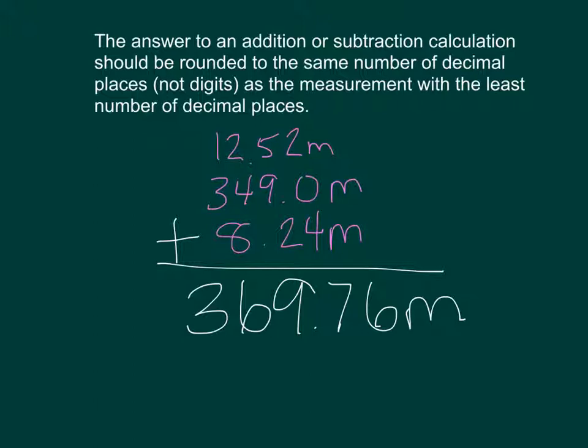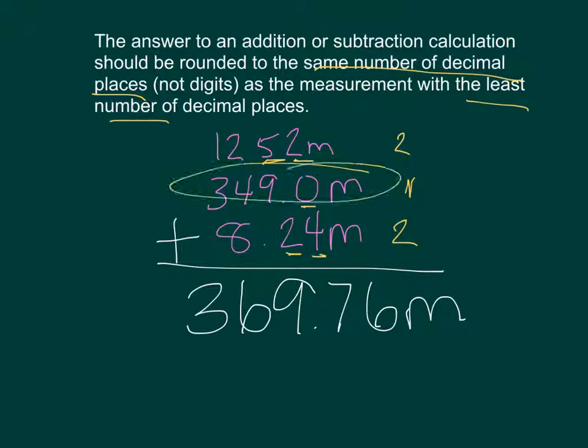So let's look. The rule says that I need the same number of decimal places as the least number. So what has the least number here? Let's see. I have 2 decimal places there, 1 decimal place there, and 2 decimal places there. So what has the least? Well, this number right here. So my answer needs to only have 1 decimal place as well.